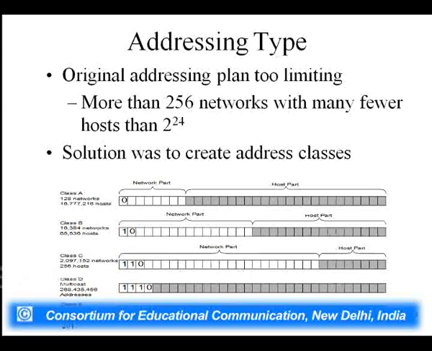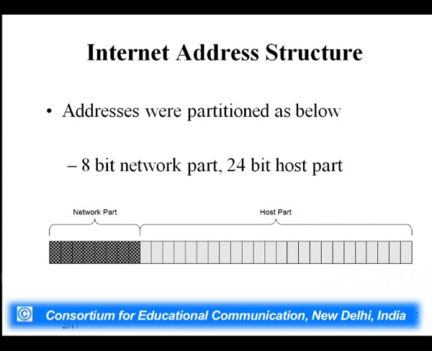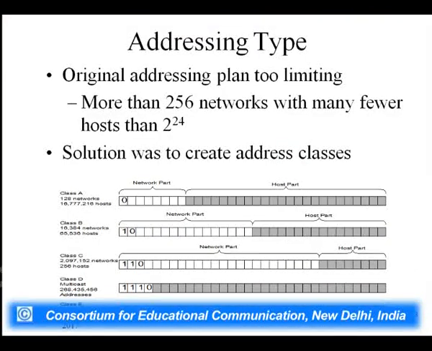The original addressing plan was too limited. I said the first 8 bits, that is the first octet, is the network part, and the remaining 24 bits are the host part. So if the network part is only 8 bits, how many networks can you have? Possible networks are 2^8, that is 256 networks in total. Whereas the remaining 24 bits are the host address, which means in a network you can have 2^24 hosts. So if I make a network here in this room with the first 8 bits as the network, I can have 256 different networks, and each network will have 2^24 different hosts. That means a single network can have a large number of machines connected to it.